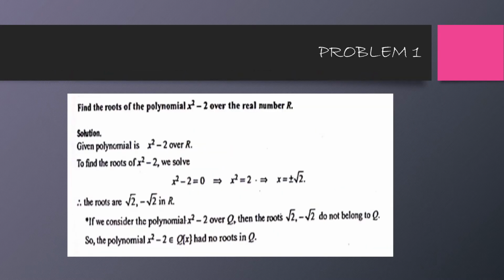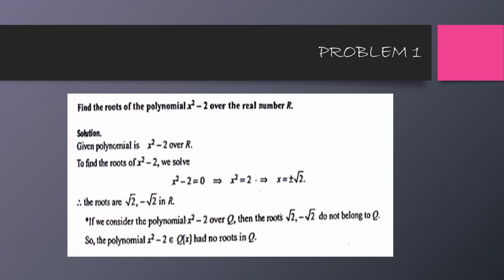So let's move on to the problem section now. The first problem is finding the roots of the polynomial x squared minus 2 over the real numbers R. What type of equation is it? It is a quadratic equation. They haven't mentioned anything more complicated. They've just asked you to find the roots over the real numbers R. So since it's a quadratic equation, you can easily solve it.